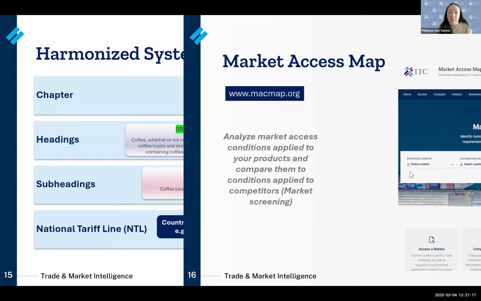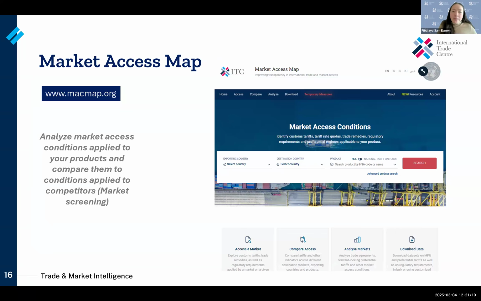Okay, so let's continue. The second tool that we'll be talking about is Market Access Map. It provides you the information on the tariffs and non-tariff measures. These are regulatory requirements. You're required by law to comply with those things or pay the tariffs in order to access a specific market.